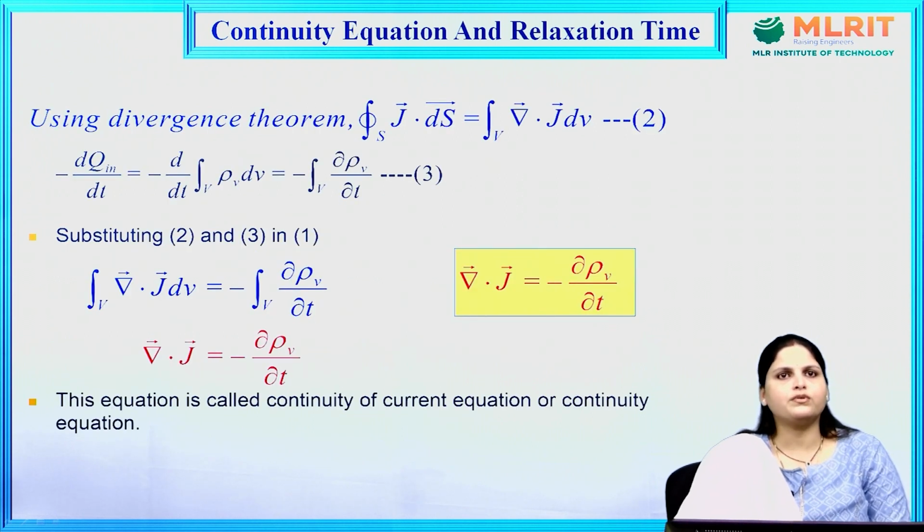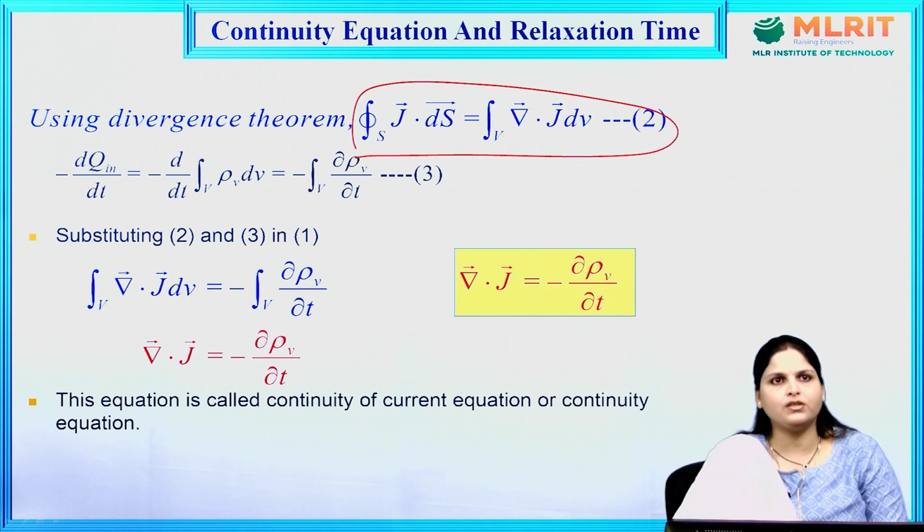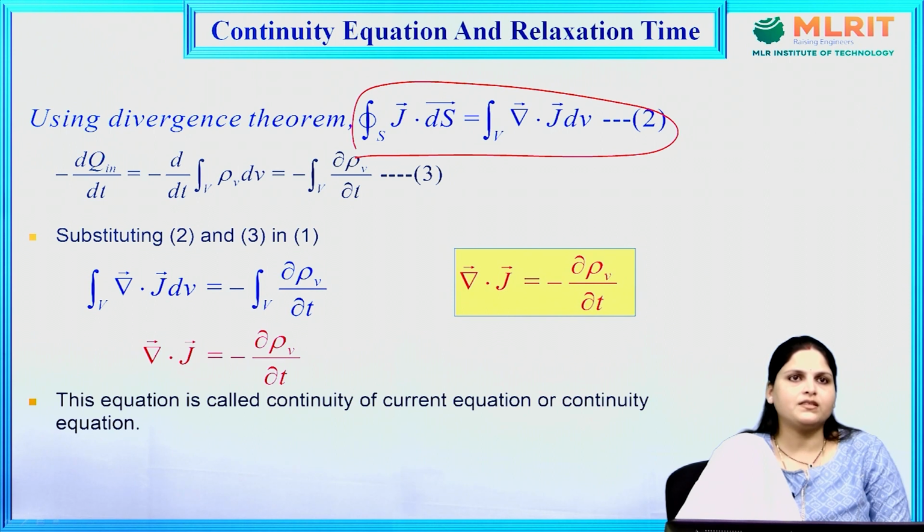Now here we can use the divergence theorem, which says the integration of J dot dS is equal to the integration of divergence of J dv. As per the divergence theorem, the surface integration of any vector is equal to the volume integration of the divergence of the same vector. So here we have applied the divergence theorem and we get this equation. Further solving it, we get minus dQ in by dt is equal to minus d by dt integration of rho v dv, which can also be written as minus volume integration of ∂rho v by ∂t.